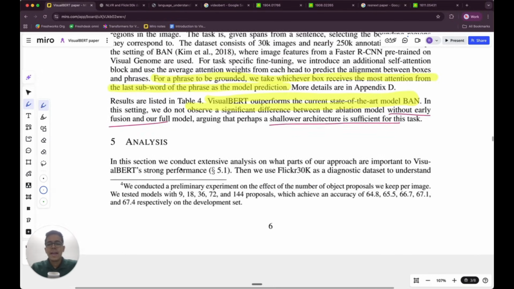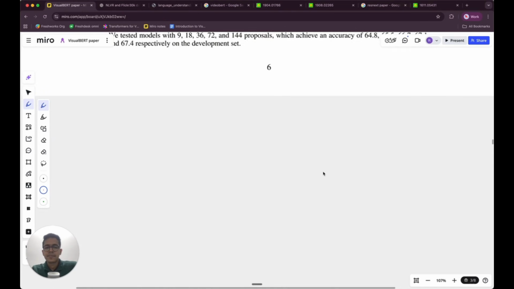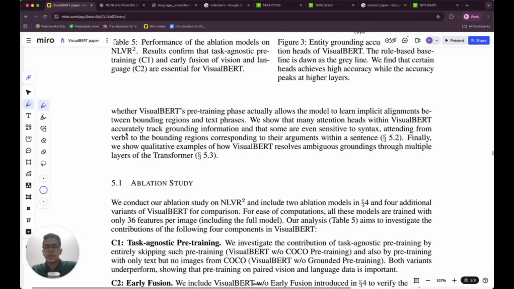Now let's move on to analysis. In this section, we conduct extensive analysis on what parts of our approach are important to VisualBERT's strong performance, sort of like an ablation study. Then we use Flickr30K as a diagnostic dataset to understand whether VisualBERT's pre-training phase actually allows the model to learn implicit alignments between bounding regions and text phrases. We show that many attention heads within VisualBERT accurately track grounding information, and that some are even sensitive to syntax, attending from verbs to the bounding box regions corresponding to their arguments within a sentence.